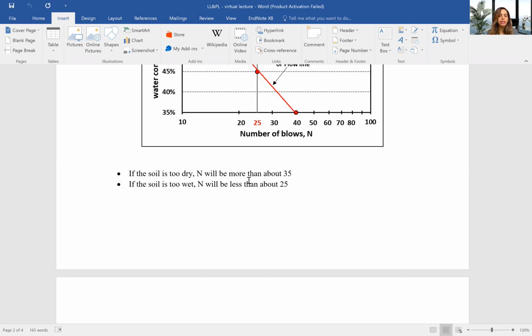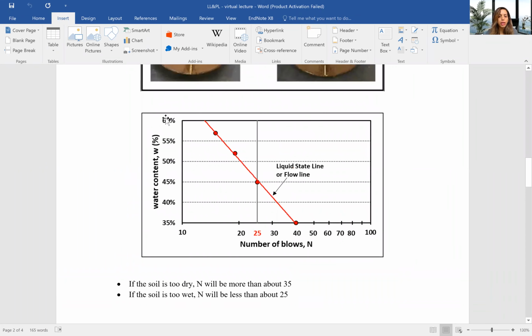So you repeat the test 3 times and you get 3 numbers. Then you plot the water content in percentage on an arithmetic scale versus the number of blows on a logarithmic scale. So this is a semi-log curve. Then you add the best-fit curve. You want to have one number above 25 and one number below 25 for sure. The moisture content corresponding to number of blows equal to 25 is the liquid limit.